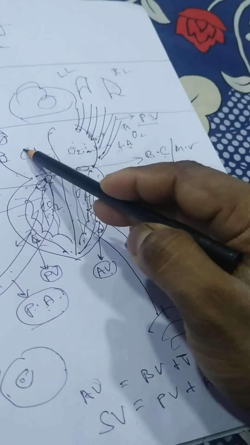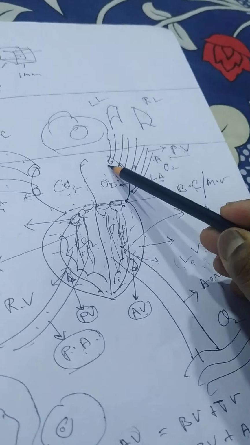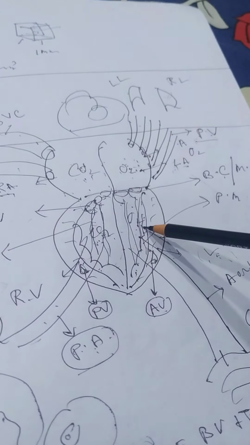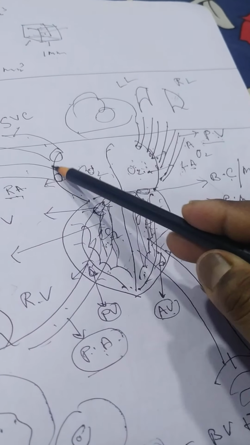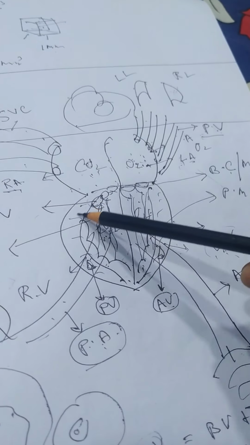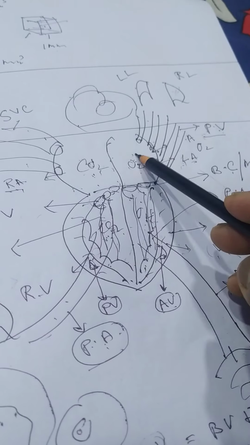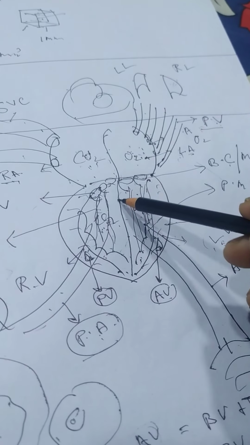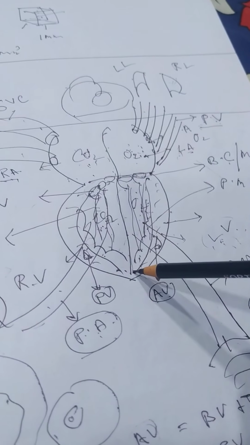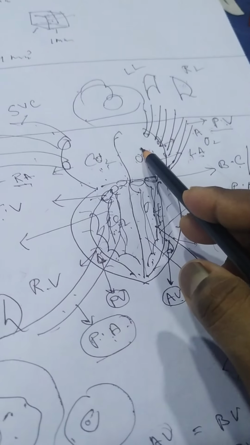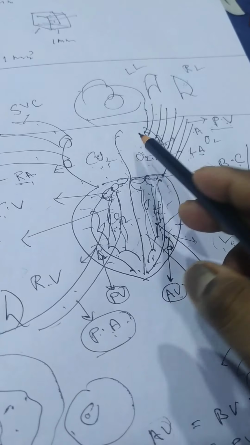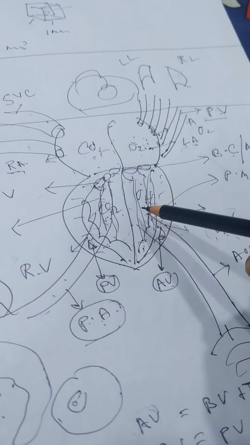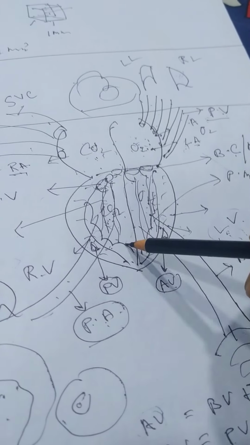What is the difference between auricle and ventricle? The auricle is the upper chamber of the heart and the ventricle is the lower chamber of the heart. The auricle wall is thin and the ventricle wall is thick. The two auricles are separated by the interauricular septum, and the two ventricles are separated by the interventricular septum. The auricle receives blood, and the ventricle releases blood. This is the main difference between auricle and ventricle.